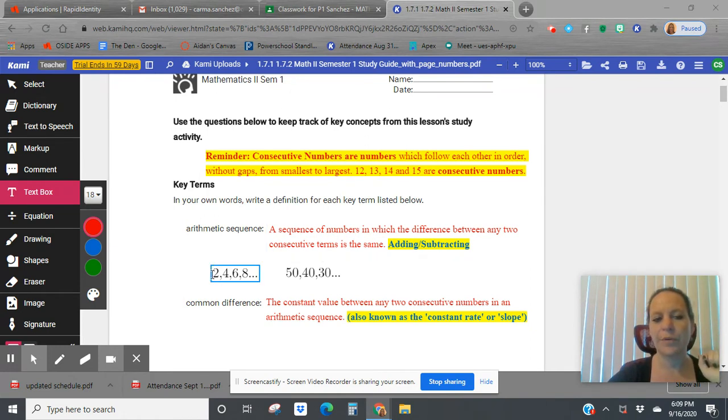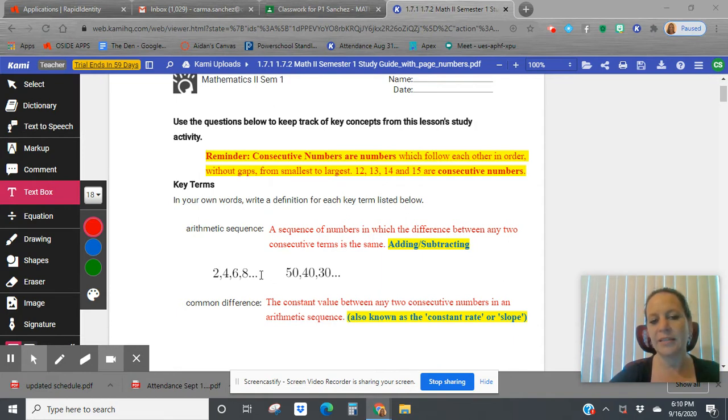So for example, from 2 to 4 to 6 to 8, you might notice that that is growing at a rate of +2 every time. So if we're adding a constant rate every time between those consecutive numbers, then yes, that is an arithmetic sequence. How about this one? Going from 50 to 40, 40 to 30. You may notice that that is subtracting by 10 every time. Since it's subtracting at a constant rate, that is an arithmetic sequence.